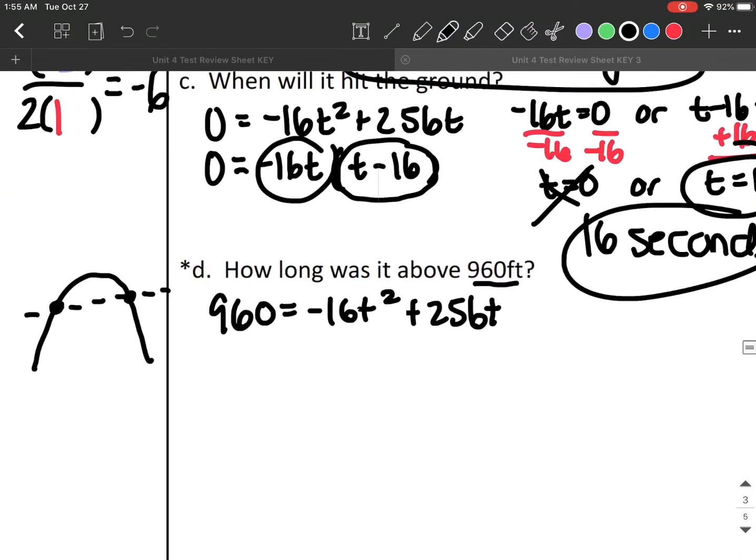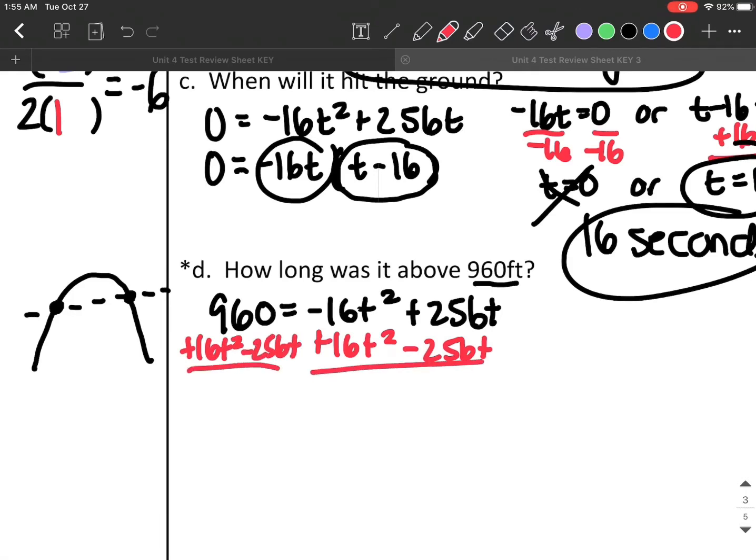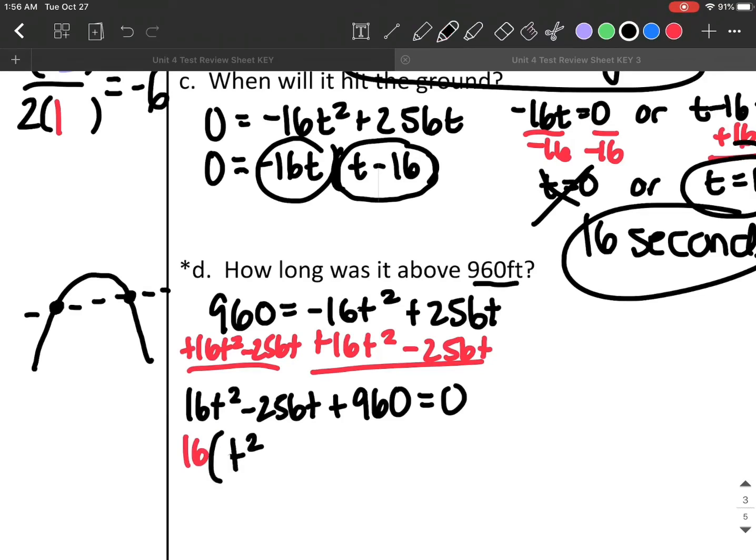And I'm going to get everything to one side. I'm going to add 16t squared and subtract 256t to both sides. And that's going to give me 16t squared minus 256t plus 960 is equal to 0. I can take a 16 out here. So I'm going to take 16 out, and I'm going to get 16 times t squared minus 16t plus 60 is equal to 0.